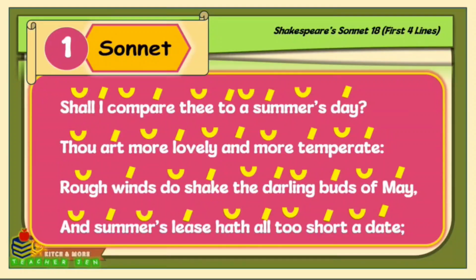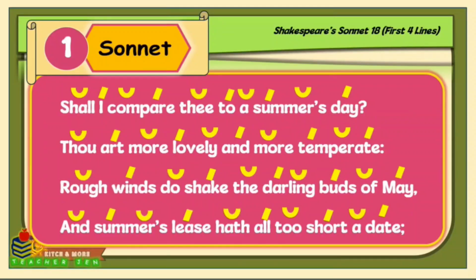Let's break it down. What makes this a sonnet? First, a sonnet always has 14 lines. Right now, we're just focusing on the first 4 lines called a quatrain. That means a 4-line stanza. The rest of the poem follows the same style.